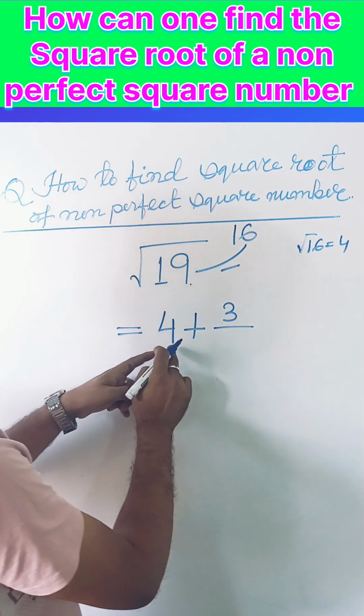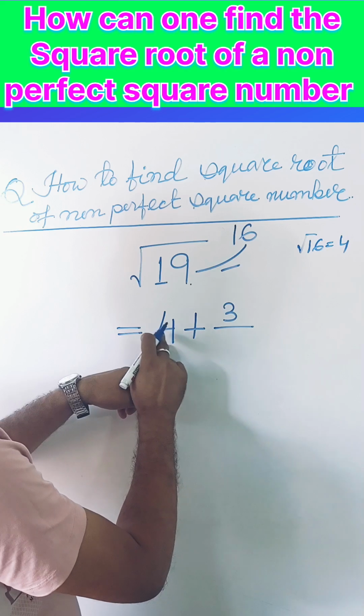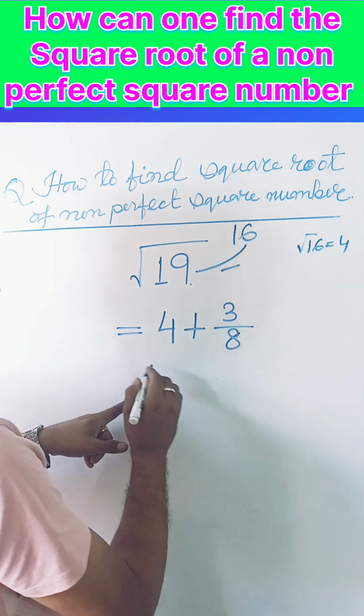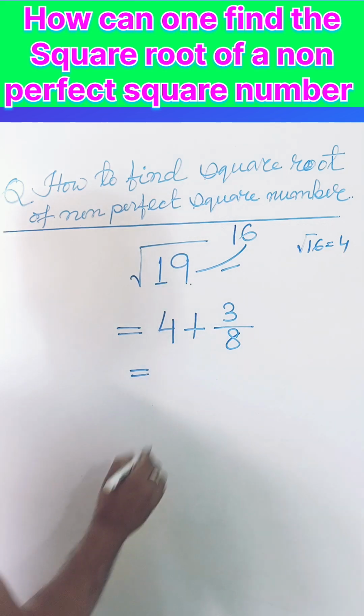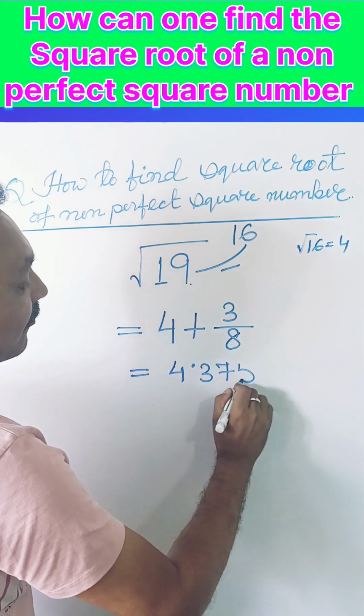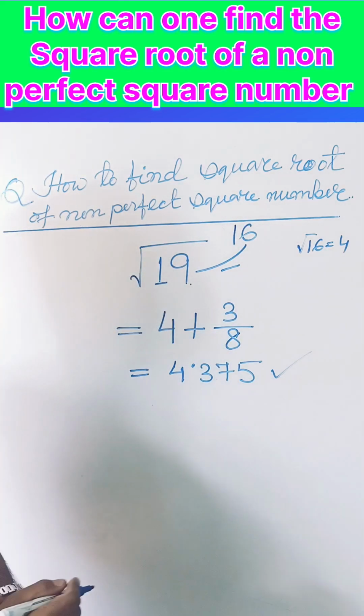All right, now in the denominator you have to multiply by 2. So if we multiply 4 into 2, that will give you 8. If you simplify this, you will get 4.375. So this is the answer for the square root of 19.